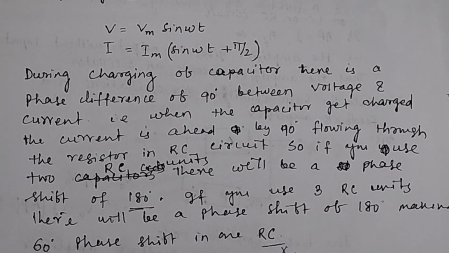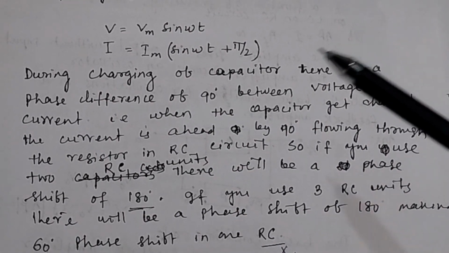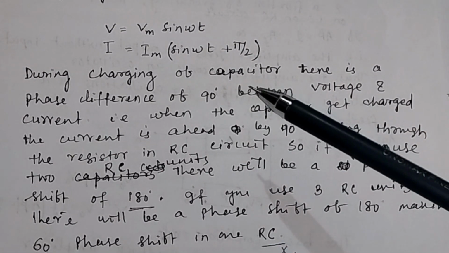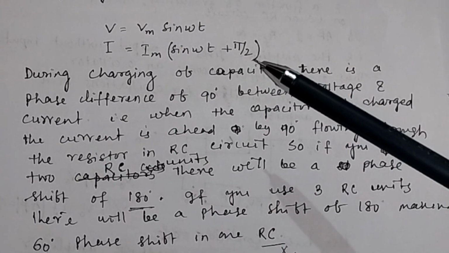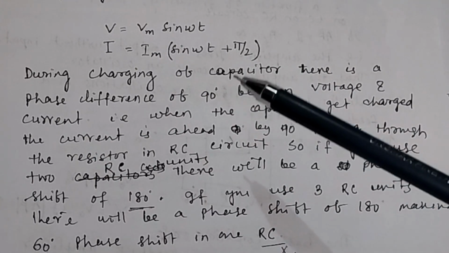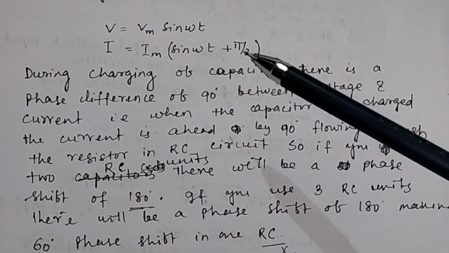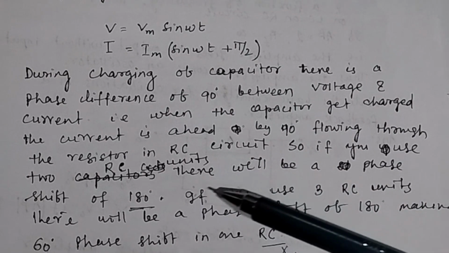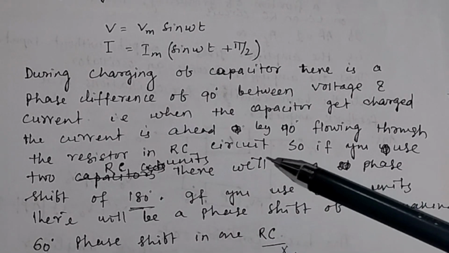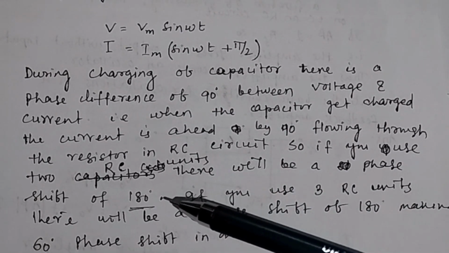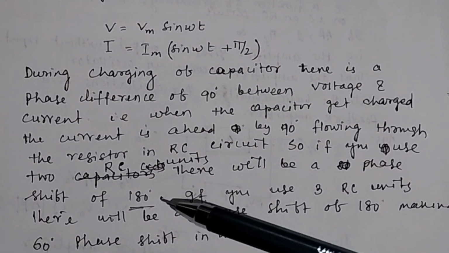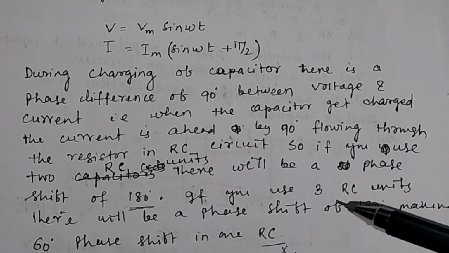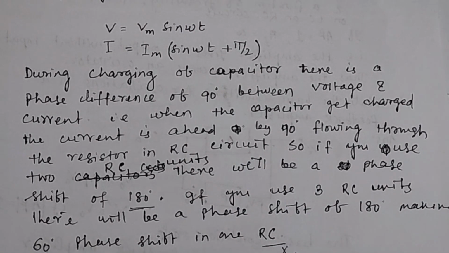So this is the physics of why you use an RC circuit. In a capacitor, when the capacitor gets charged, the current you give to the resistor will lead the voltage by pi by 2. So you minimally require two RC circuits, because in two RC circuits you can introduce a phase shift of 180 degrees, is it not? And if you use 3, then in each RC you have a phase shift of 60 degrees.